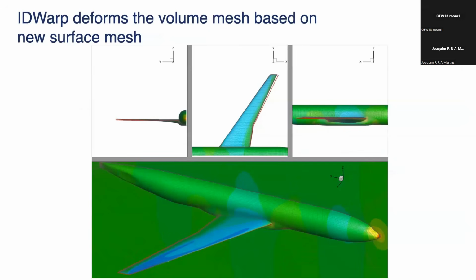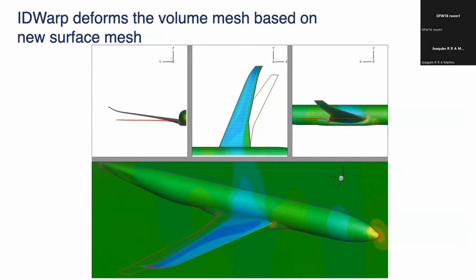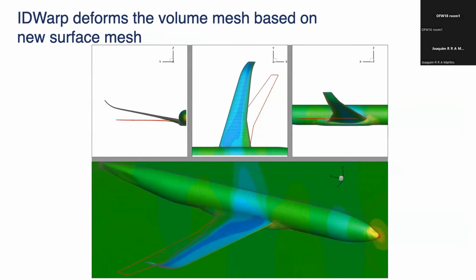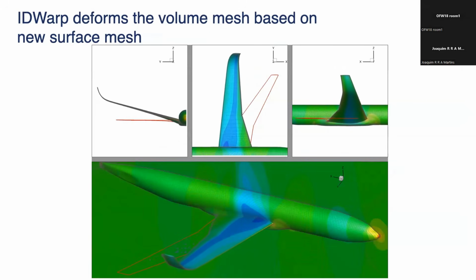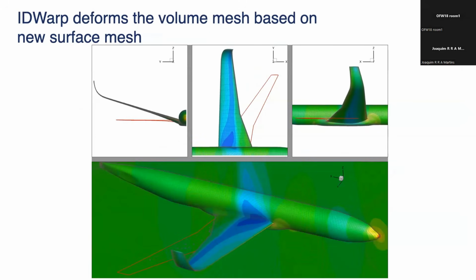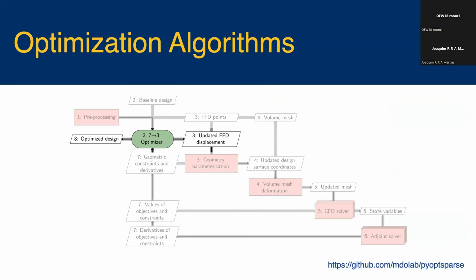Here's a 3D example. Basically, we take this wing, and at every step here, we have a different CFD solution on it. So this loop was done automatically. This is not optimization, it's just really testing the geometry and the deformation here.